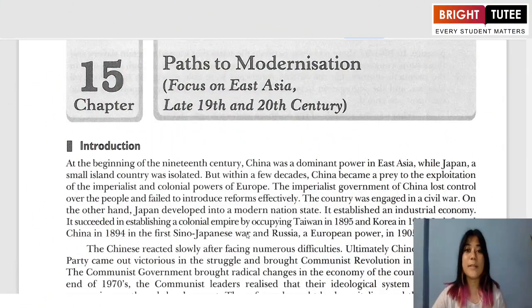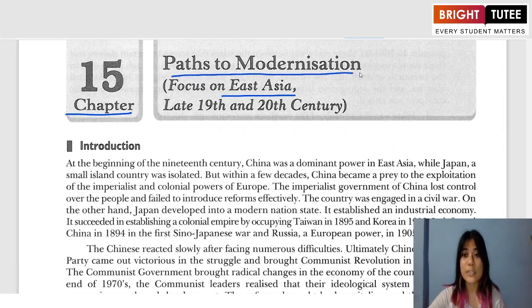Hello everybody, welcome back to the class. So today we have chapter 15. Now in this chapter we'll look at China and Japan, which are two countries in East Asia. The title given to the chapter is called Paths to Modernization.